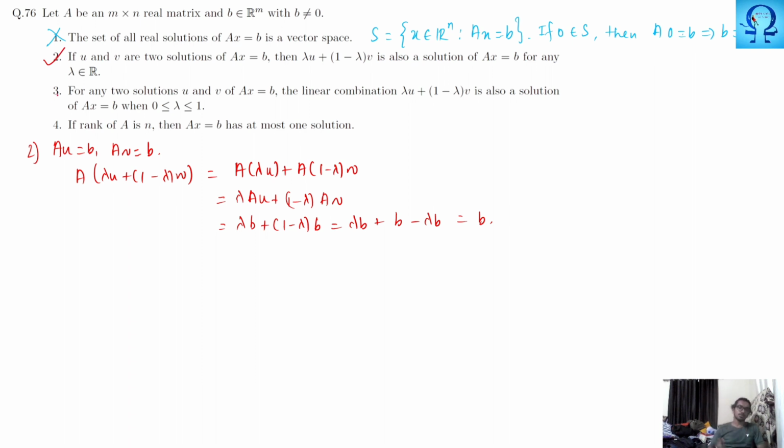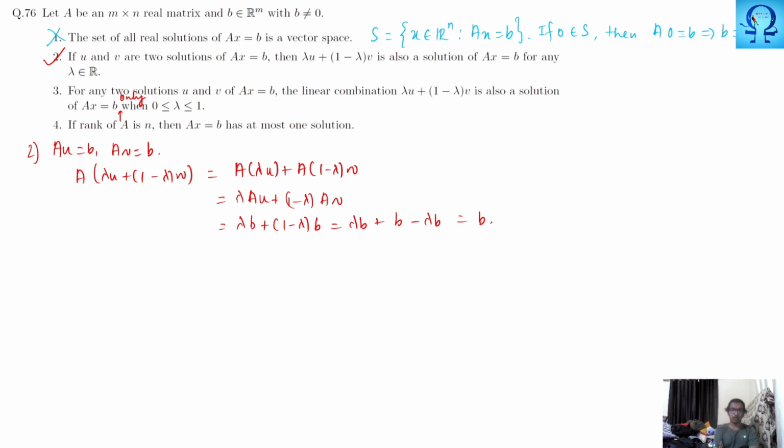Actually, in option 3 there is a typographical error which I missed. Here in the option we have "only when". If this "only when" is not given, we don't have to care about the value of lambda. We can make a tick mark in option 3. But because of this "only when", this option is turning into a false statement.